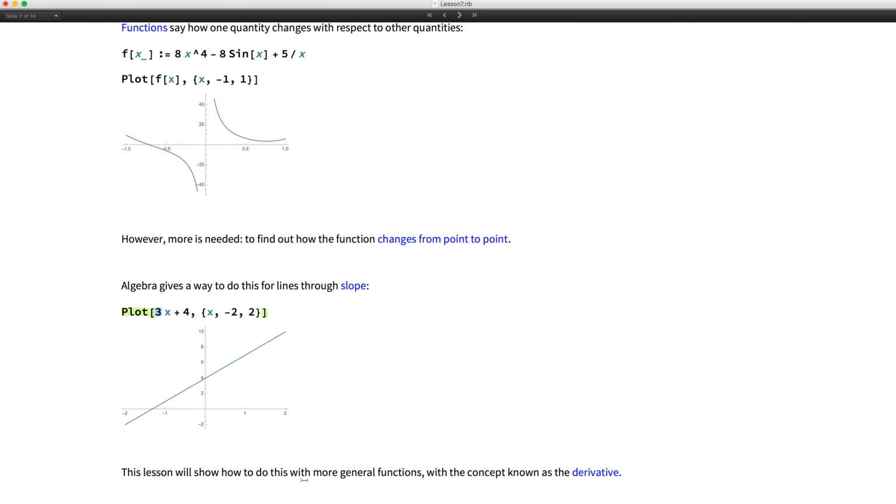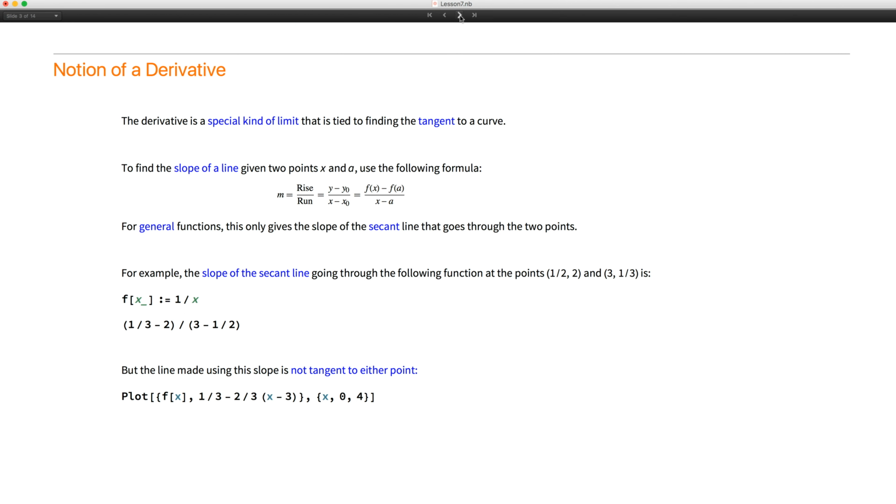In this lesson, we'll show you how to do that for more general functions. In other words, we'll try and generalize the idea of slope using what are known as derivatives. So that's the theme for today, derivatives and rates of change. Let's begin with the notion of a derivative. The derivative is a special kind of limit, and that limit, roughly speaking, is linked to the tangent to a curve. I haven't told you exactly how, but we'll see that later.